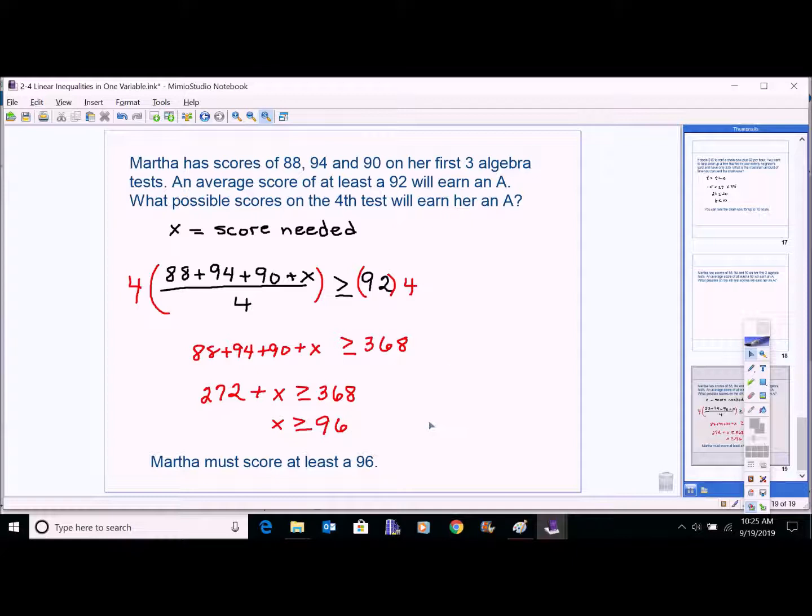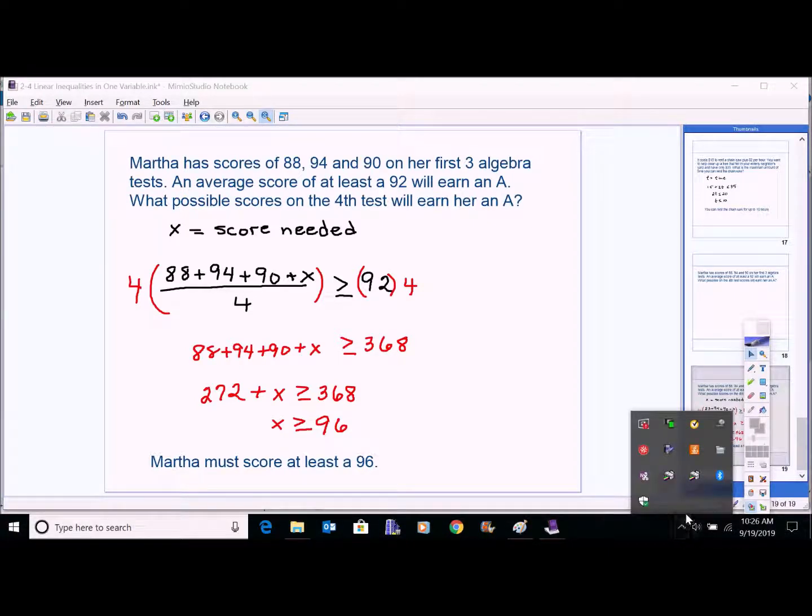And then that just finishes up what we were talking about with our inequalities. So it will be great when you do your assignment.